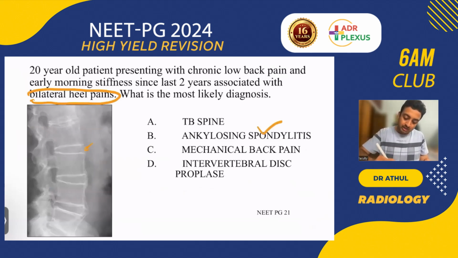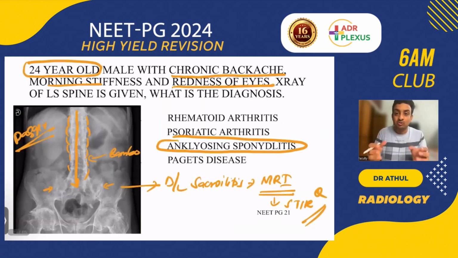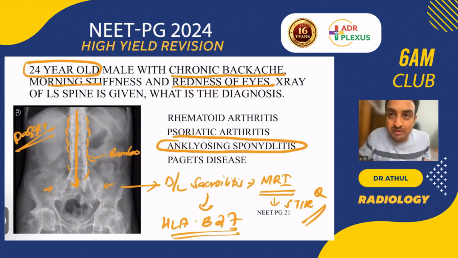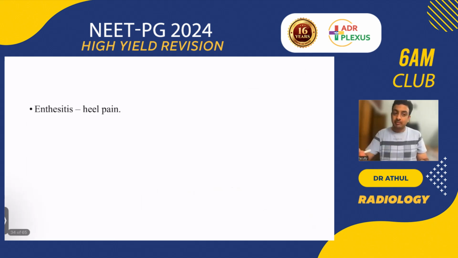If you see, there is ossification of the anterior longitudinal ligament. Usually they will give an X-ray showing bilateral sacroiliitis because that is the most pathognomonic, and you have to do HLA-B27 to find out ankylosing spondylitis. This is a seronegative arthropathy. So enthesitis causes heel pain.